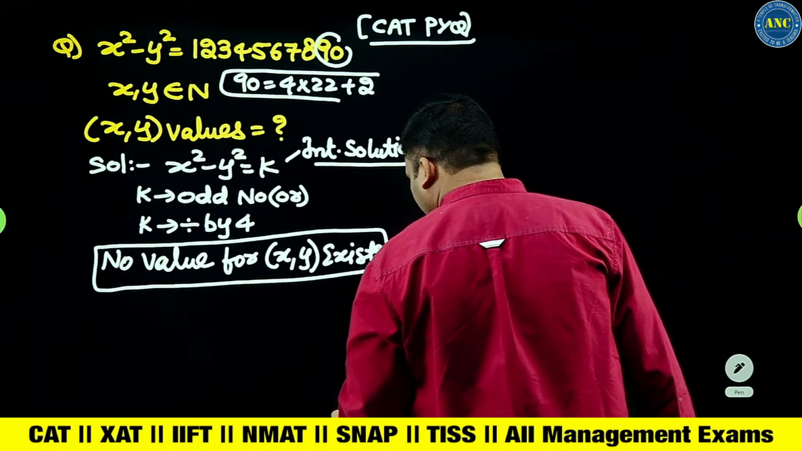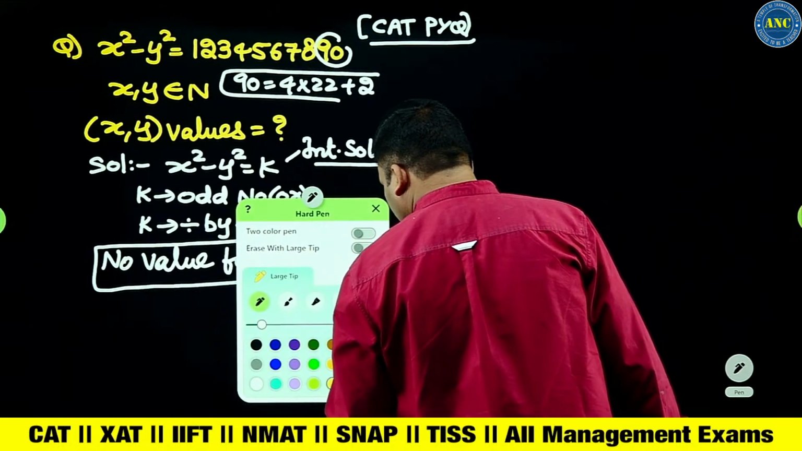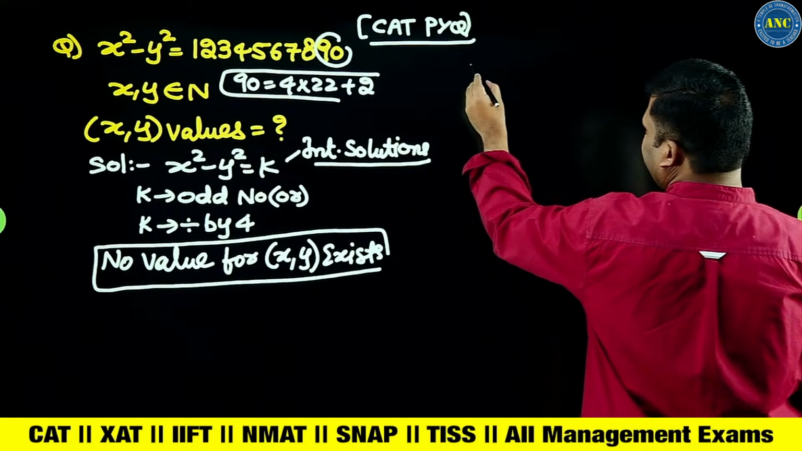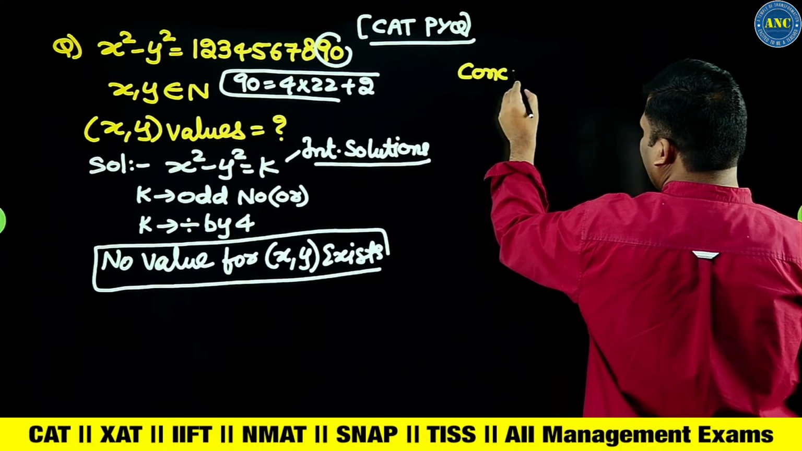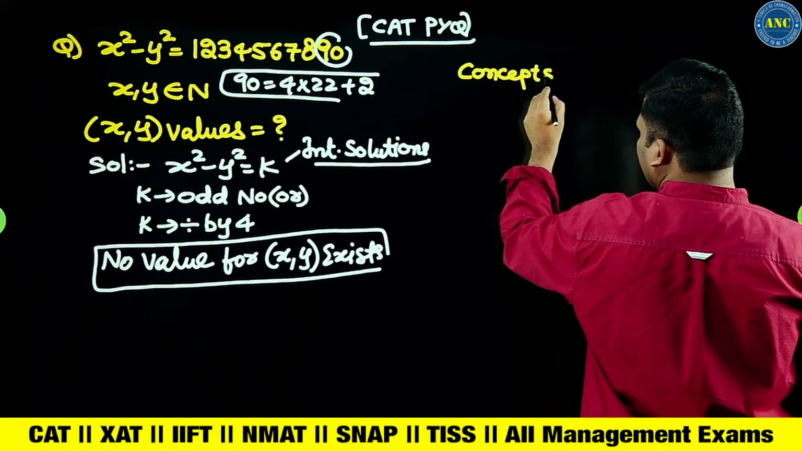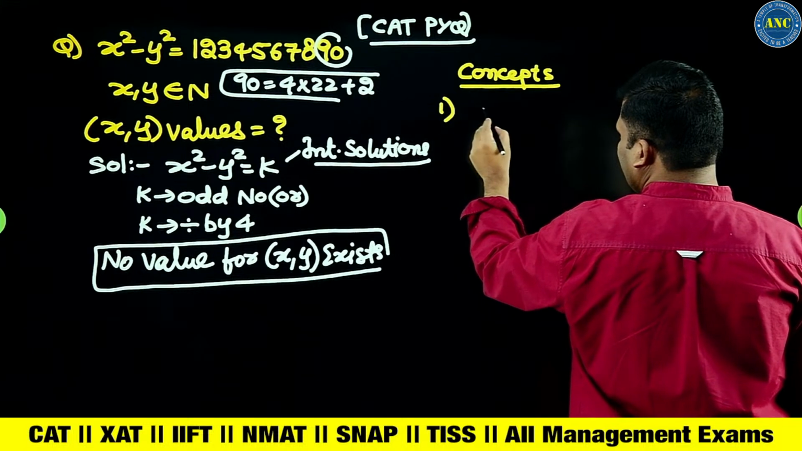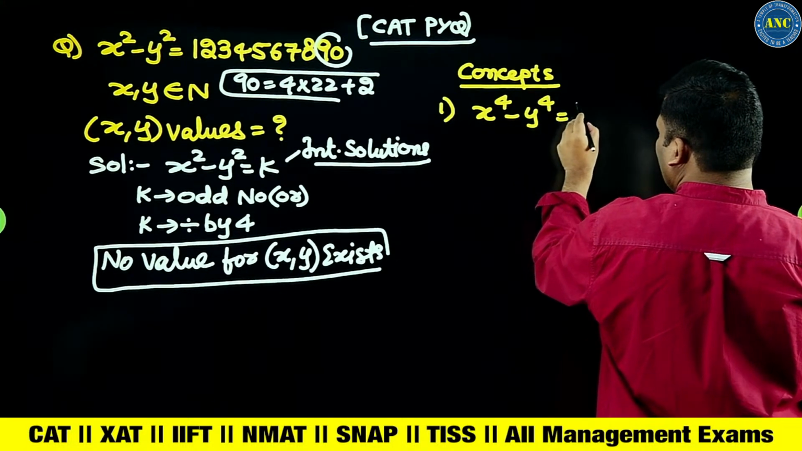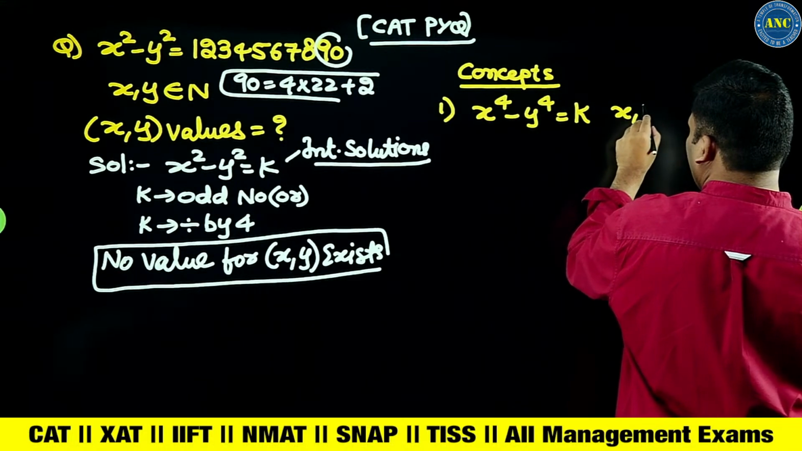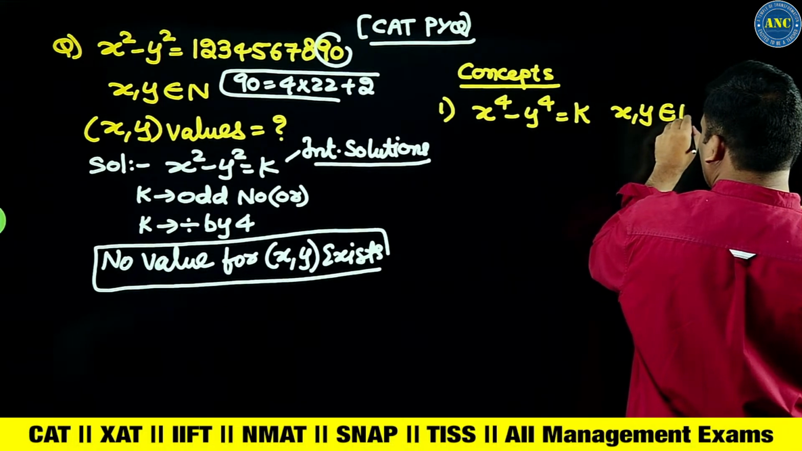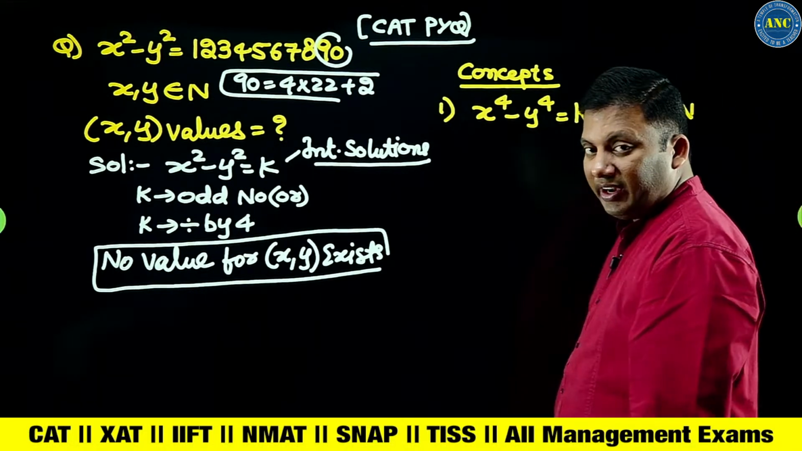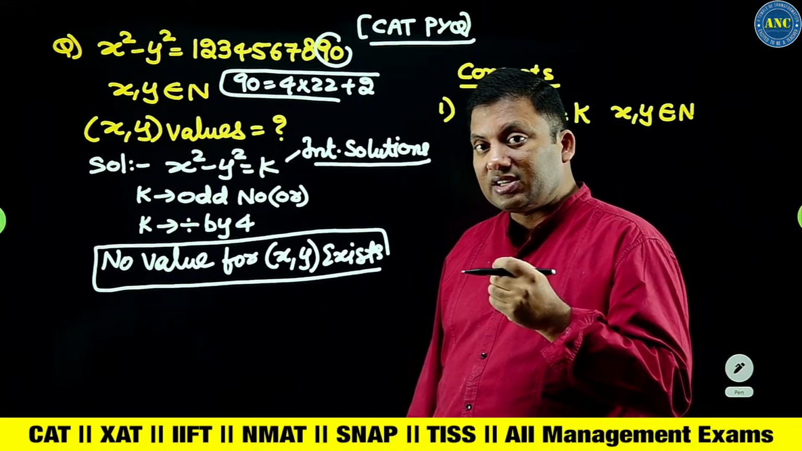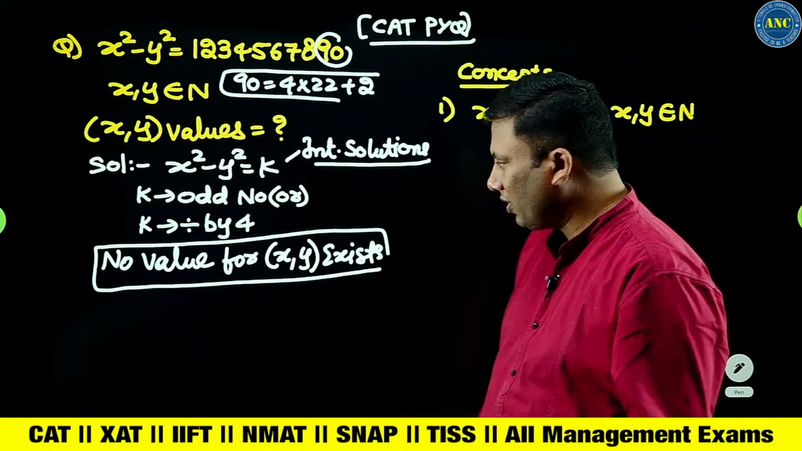Original CAT previous year question. Now listen carefully. This is the right concept; two examples will make it clear. Suppose x power 4 minus y power 4 is equivalent to k, where x and y are natural numbers. We discussed x square minus y square. Now we will discuss x power 4 minus y power 4.